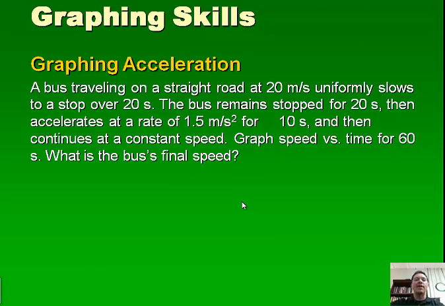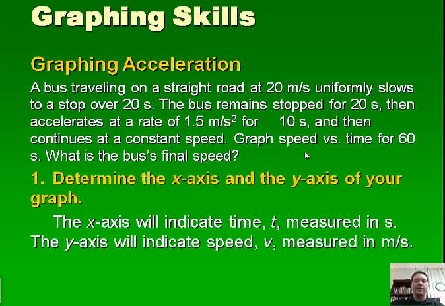So looking at a graphing example to use a graph to figure out what acceleration is. We've got a bus traveling on a straight road at 20 meters per second uniformly slows down to a stop over 20 seconds. The bus remains stopped for 20 seconds, then accelerates at a rate of 1.5 meters per second squared for 10 seconds. Then continues at a constant speed. Graph speed versus time for 60 seconds. What's the bus's final speed? So there's a lot going on in this problem.